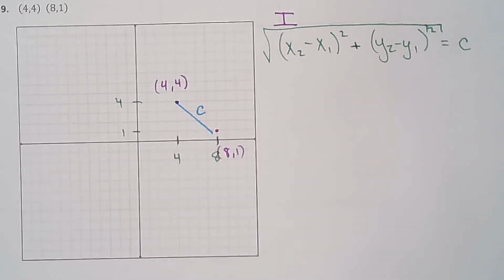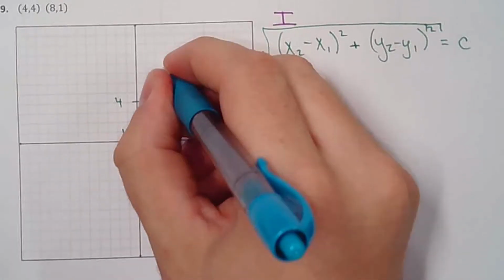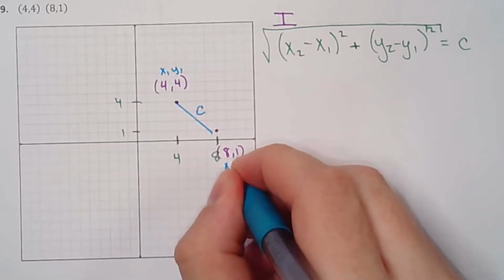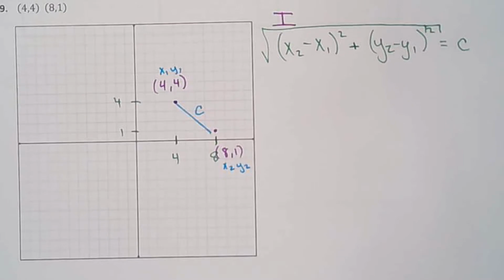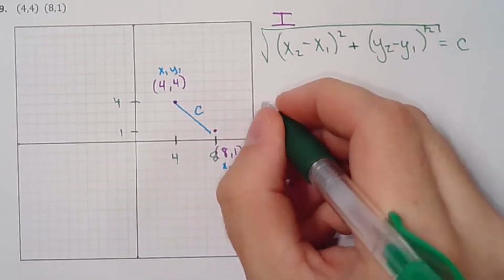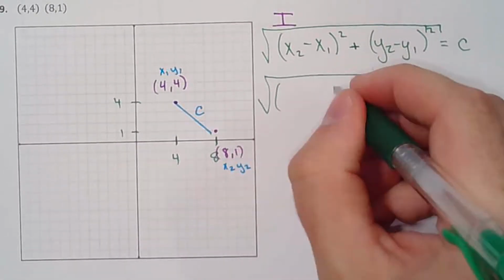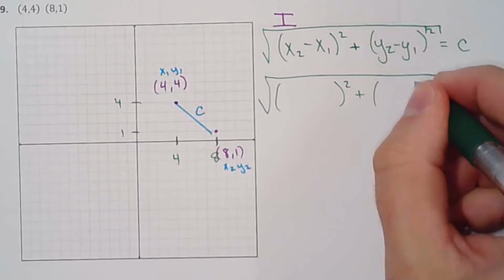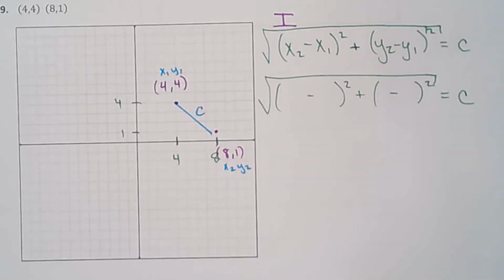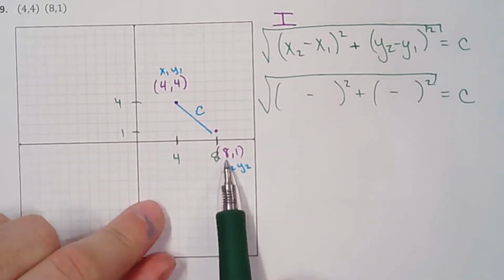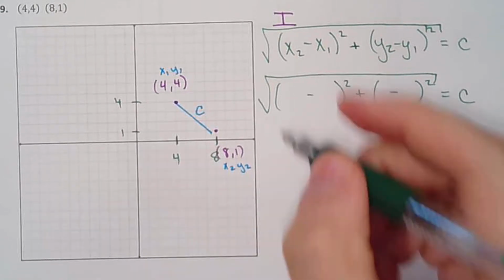First, let's label our coordinates. I'm going to call this x1, y1, and this x2, y2. You could switch it the other way if you want. That's fine, I don't care. Just be consistent. So when I plug these in, x2 is 8 in my diagram, right? Yep. Okay, so I plug in 8.